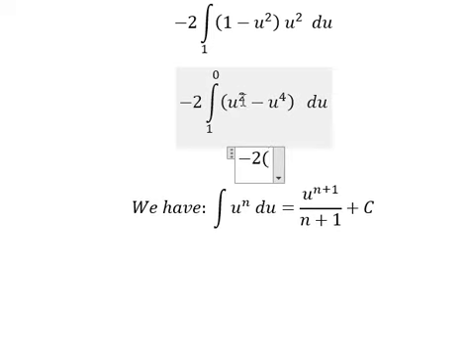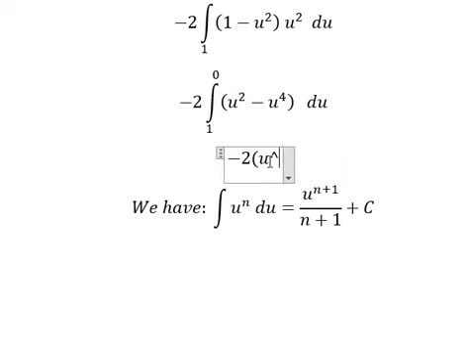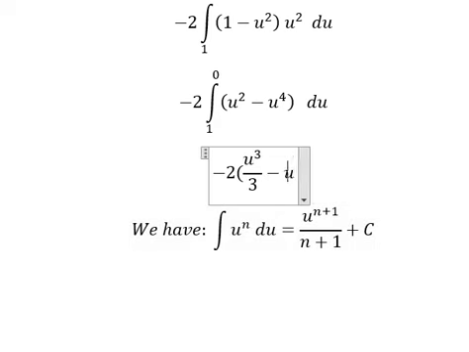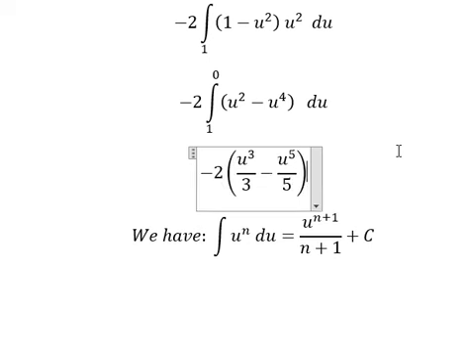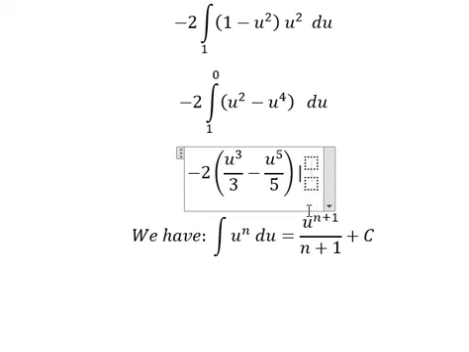So the integration of u square, we have u to the power of 3 over 3. So I will put number 2 in here, so 2 plus 1 we have number 3. Number 4 I will put this one in here, and 4 plus 1 we have number 5. And I will put the bounds from number 1 to number 0.